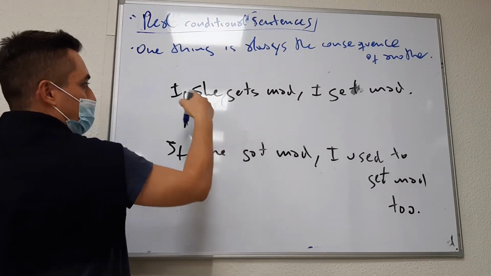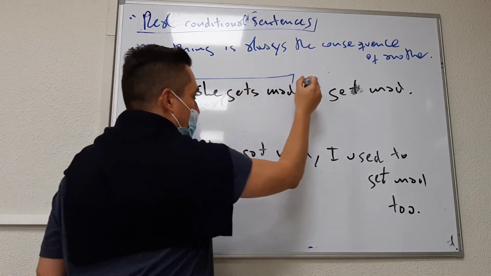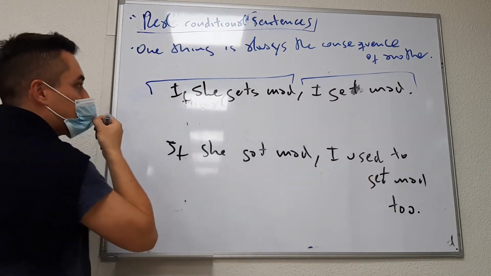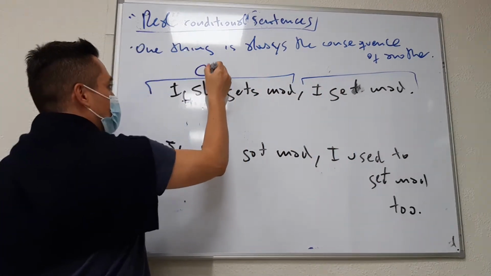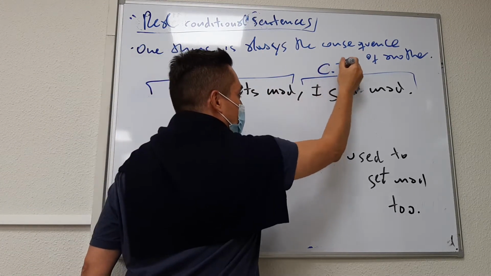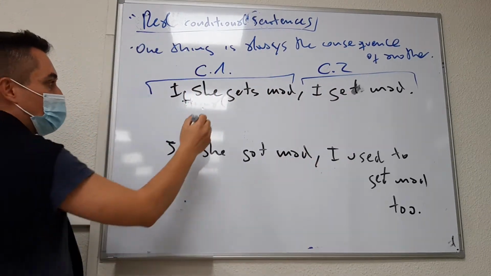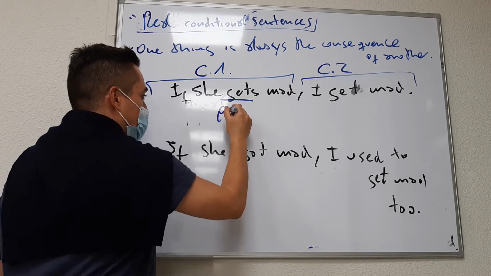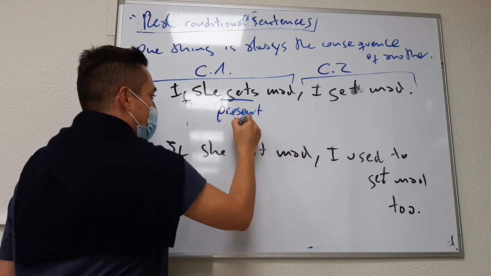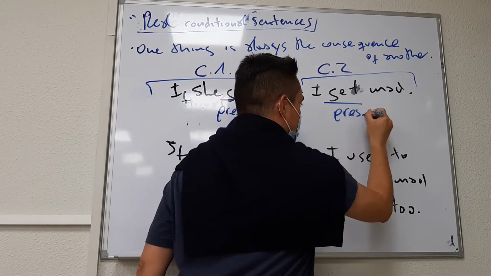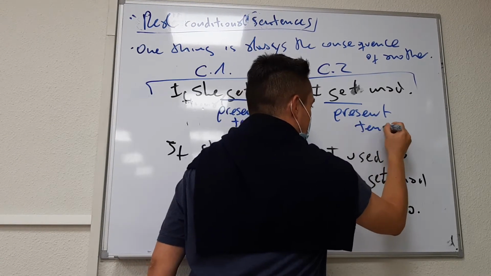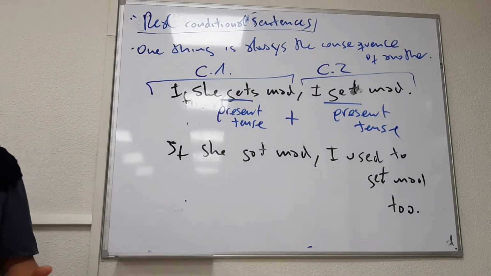So what do we need? Whenever we have a conditional sentence, the whole thing is a sentence, and it's composed of clause one and clause two. Clause one, what do we have here? A present tense plus a present tense. This is a zero conditional, the same as I said before.